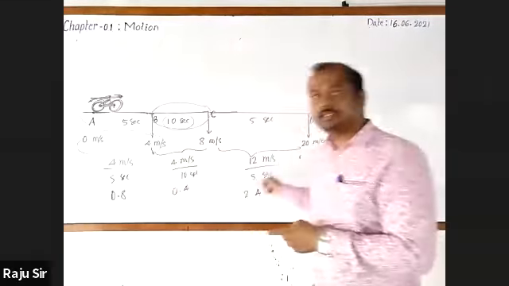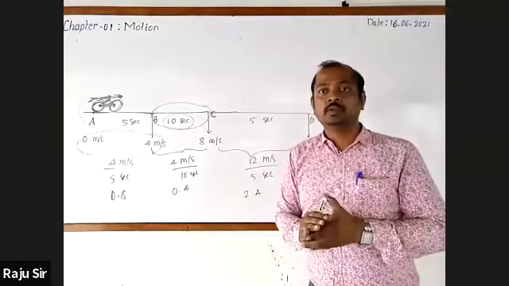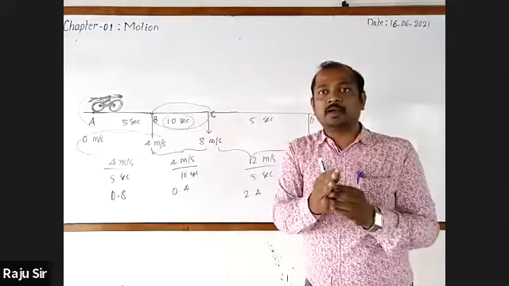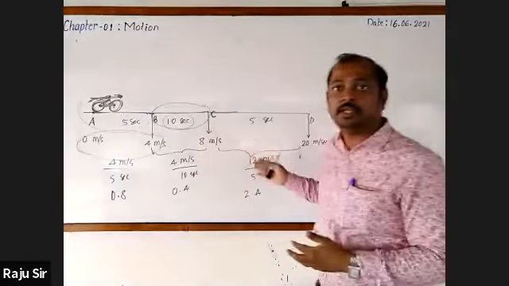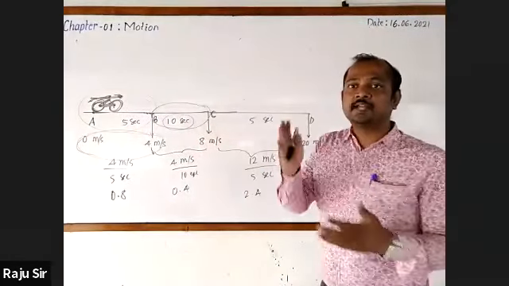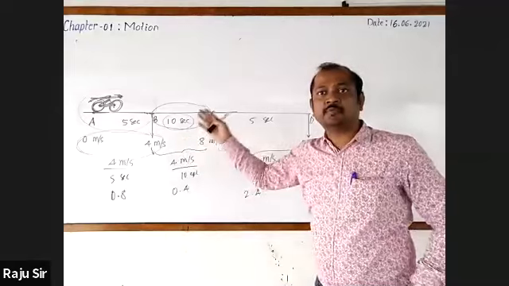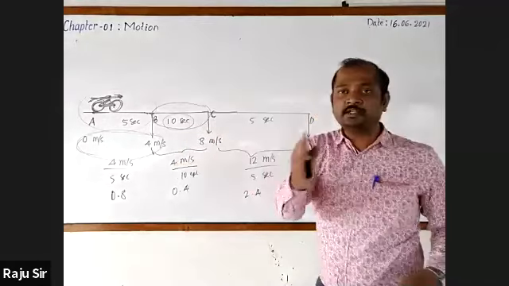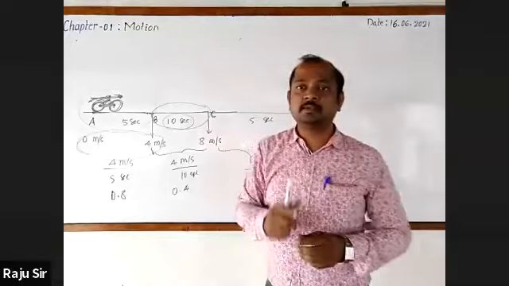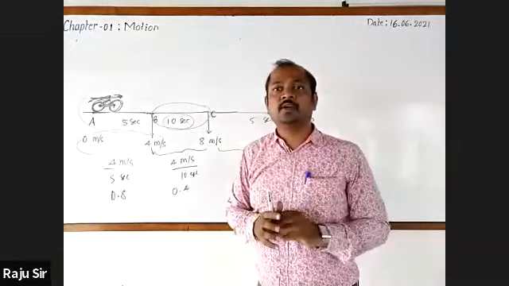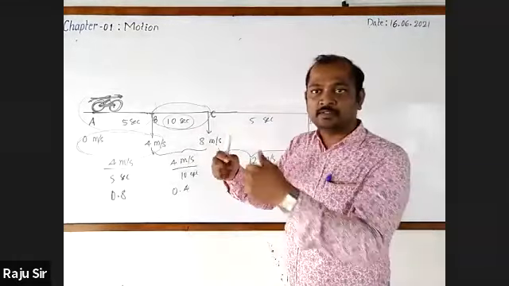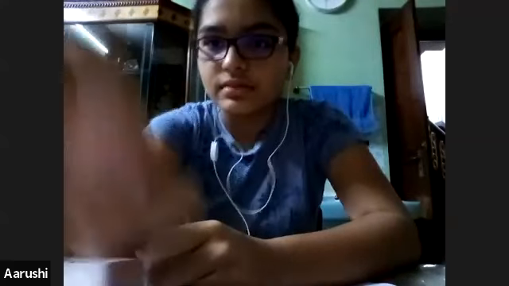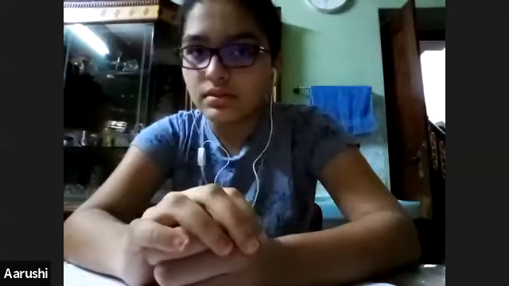Here, in all the three cases, we have found out the change in velocity in unit time. The change in velocity of a bike in unit time is nothing but the rate of change of velocity. This rate of change of velocity is nothing but a physical quantity called acceleration.